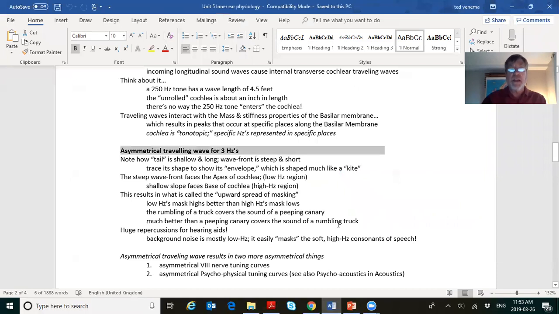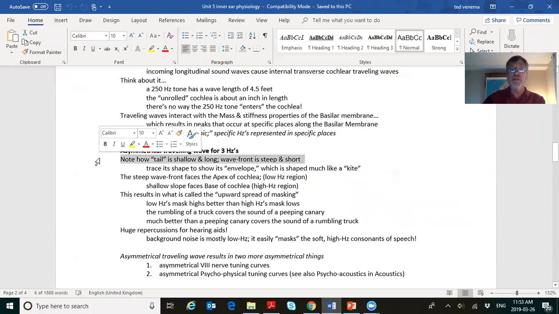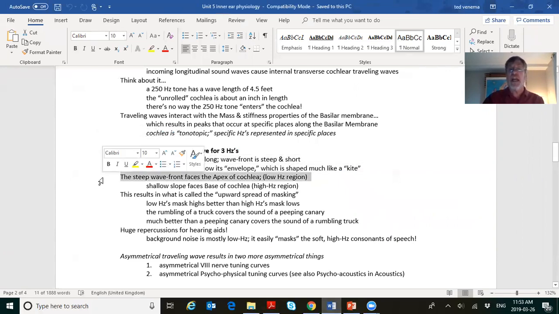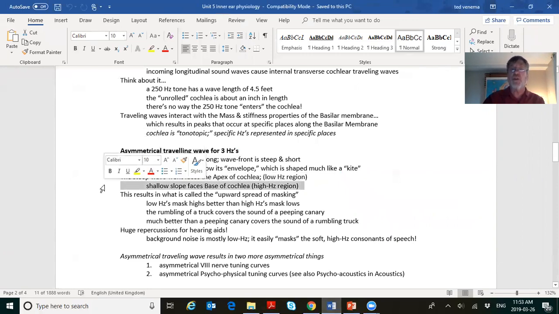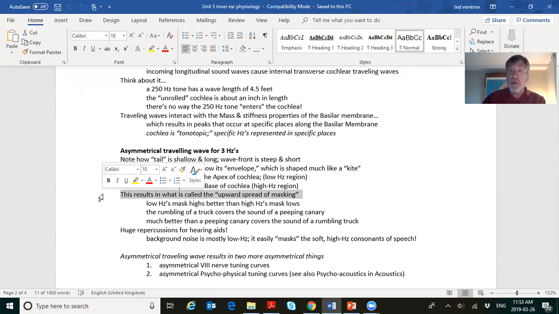All right. Asymmetrical traveling wave for three frequencies. Note how the tail is shallow and long, the wave front is steep and short. Trace its shape to show its envelope, much like a kite. The steep wavefront faces the apex, the low frequency region, the shallow slope faces the base. This results in what is called the upward spread of masking. Put a star by that. Upward spread of masking. In plain English, it means that lows mask highs better than highs mask lows.